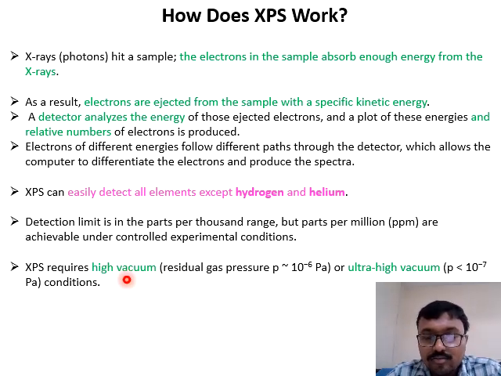Why? Because when electrons are moving through a path, if there are air or other gas molecules in that path, the electrons will hit those gas molecules and then will not reach the detector. Because of that, the path should be clean. This is possible by keeping the instrument in high vacuum. To get this high vacuum, around 10 to the power minus 6 Pascal, we need a very high vacuum pump or ultra high vacuum pump. Those vacuum pumps give pressure around 10 to the power minus 6 or minus 7 Pascal.